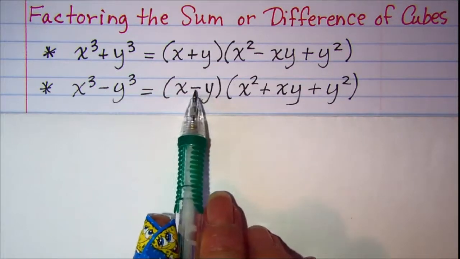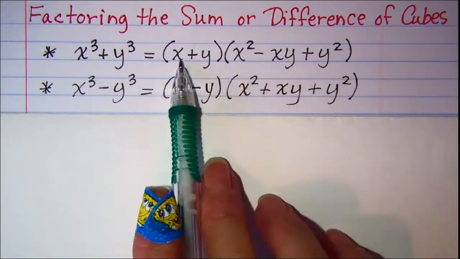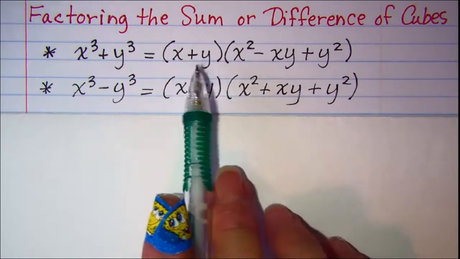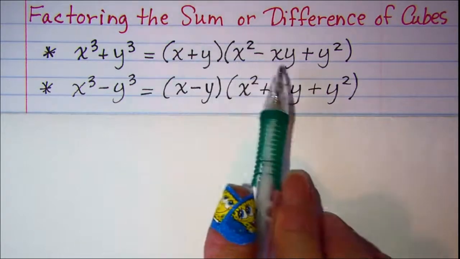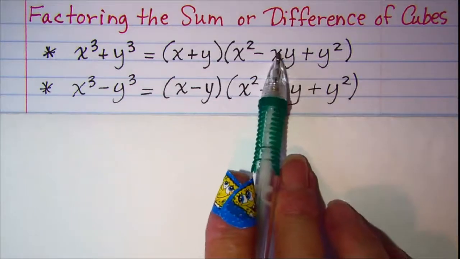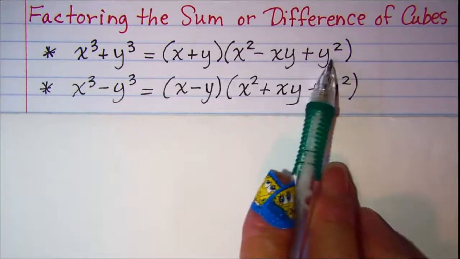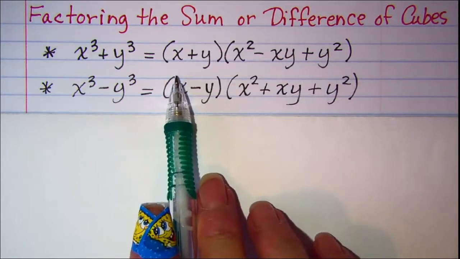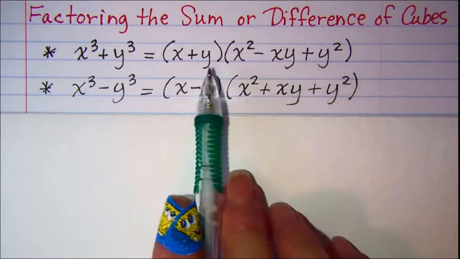in this binomial. The trinomial you find by squaring the first term of your binomial, and then you multiply the first term times the second term together for the second part, and then you square the second term of your binomial back here. Also, the signs are a little different on the factoring of sum and difference of cubes.